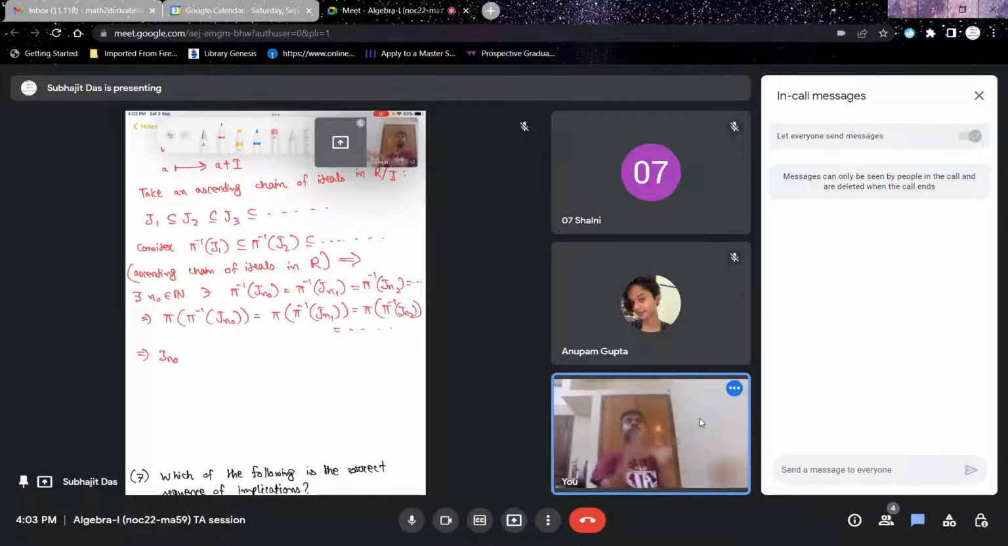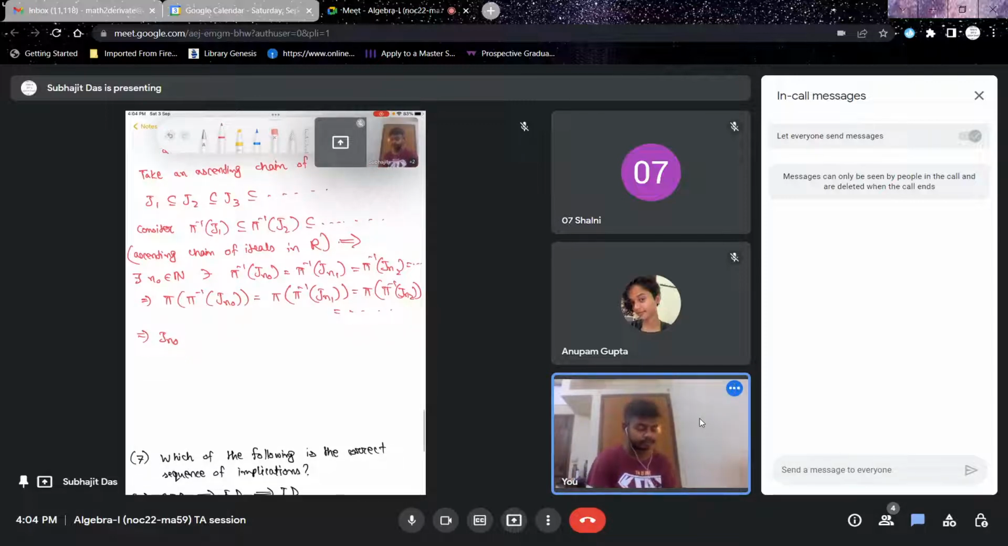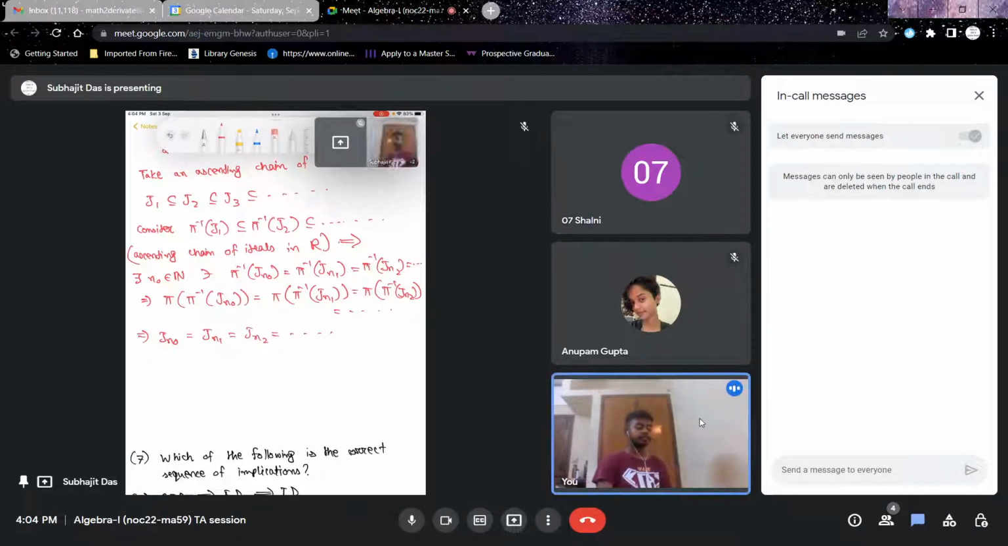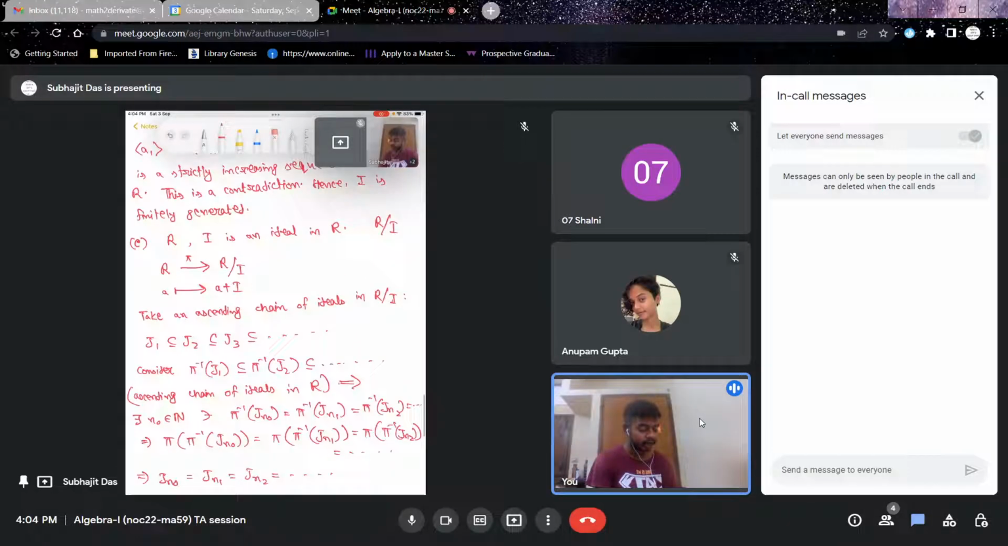So you take a subset, you pull it back, and again you map it via the given mapping pi, right? The image will always be a subset of the original subset, right? But since the mapping is surjective, if you pull it back and then map it again, it will get mapped onto the same thing, right? Precisely onto the same thing, right? Is it okay? Yes, sir. And this is where you use the surjectivity, which therefore shows that what we have here is R mod I is Noetherian.